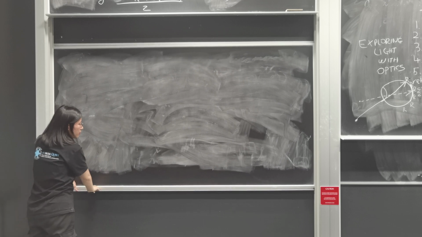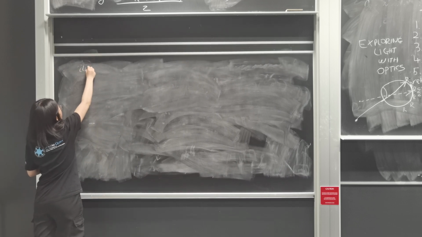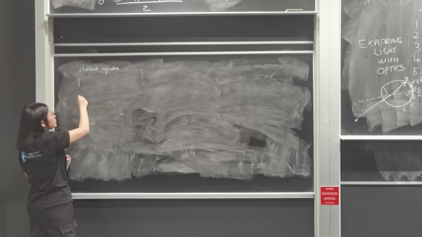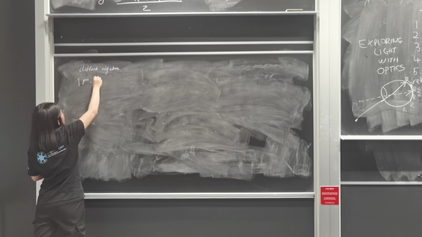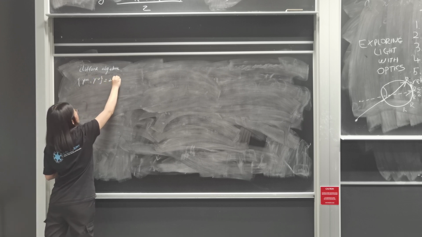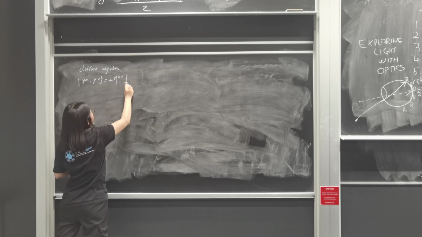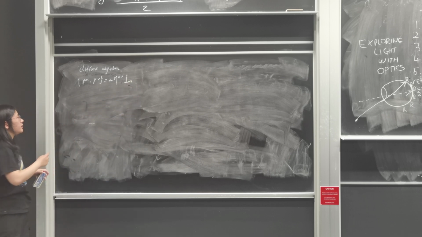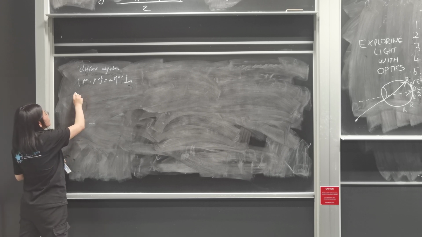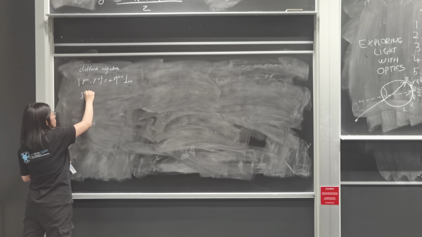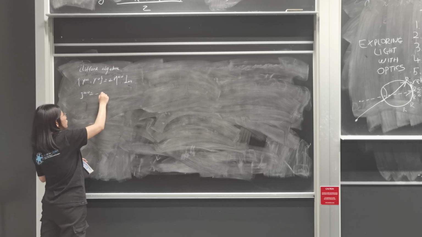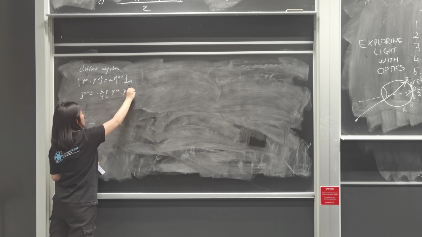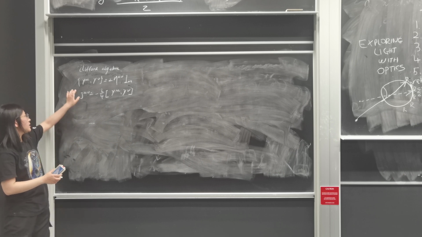The most important thing we know is the Clifford algebra, which is just the anti-commutator of gamma mu and gamma nu equals 2 eta mu nu times the identity matrix, and we say it is a 4 by 4 identity. We also know that the generators of the Lorentz group J mu nu equal i over 4 times the commutator of gamma mu and gamma nu. So today let's play with these two things.